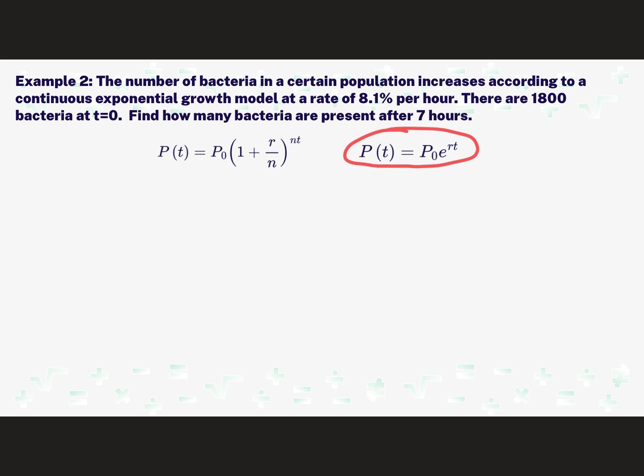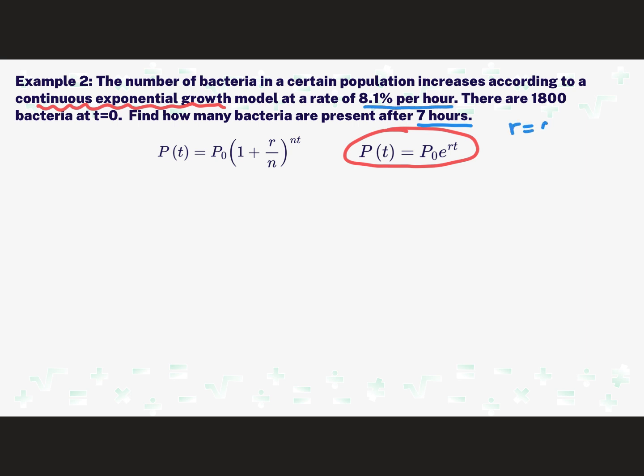like this example here. It says the number of bacteria in a certain population increases according to a continuous exponential growth model at a rate of 8.1% per hour. There are 1,800 bacteria at time 0. It says find how many bacteria are present after 7 hours. So you'll notice that the time that we're looking for in hours matches the rate, which is an hourly rate.